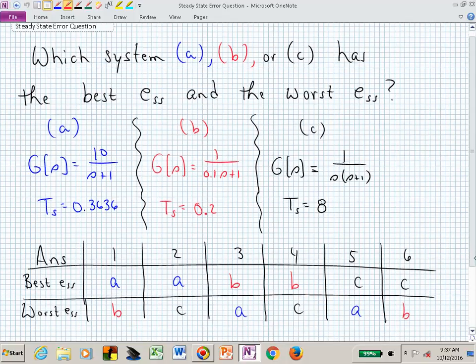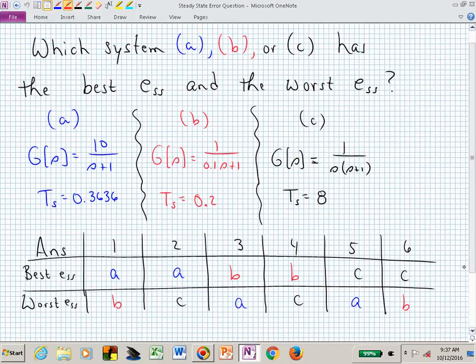Whoa, this is busy. Which system, blue, red, or black, A, B, or C? I was trying to color code this, so don't play with me in terms of colors, okay? This is A, B, and C. Hopefully I got these correct. A was our first plant, 10 over s plus 1. B was our second plant, and C was our type 1 system, our third plant. And here were the respective settling times, 0.36, 0.2, and 8.